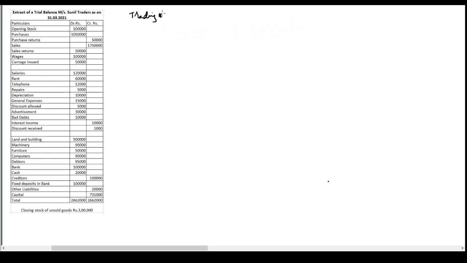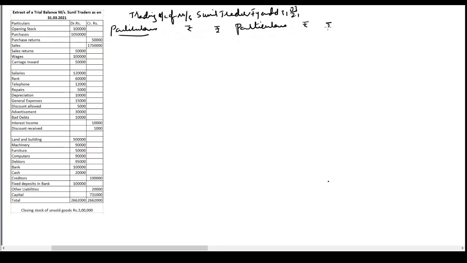Trading account of Messrs. Sunil Traders for the year ended 31st March 21. Particulars, rupees, particulars, rupees and rupees.